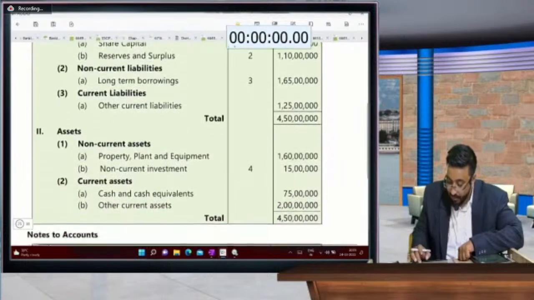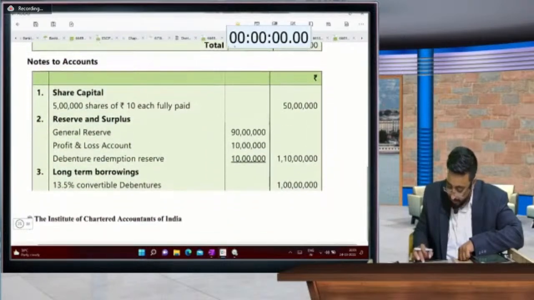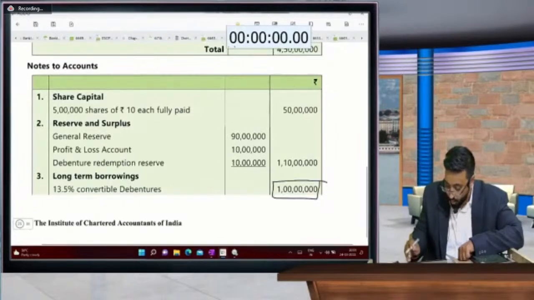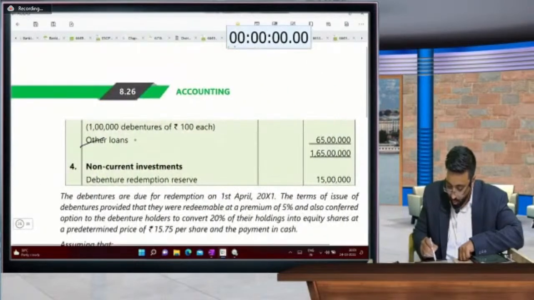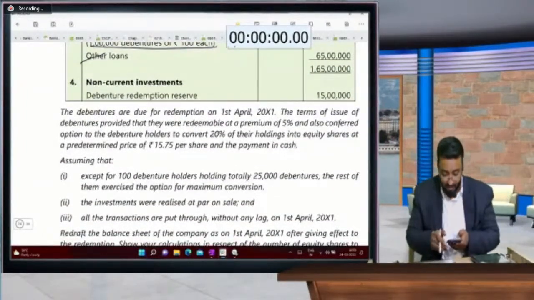Share capital, reserves and surplus, long-term borrowing, other current liability, PPE, non-current investment, cash, all of this is there. 13.51 crore rupees. Other loan, 1 lakh debentures of 100 each. Non-current investment, DRR 15 lakhs.